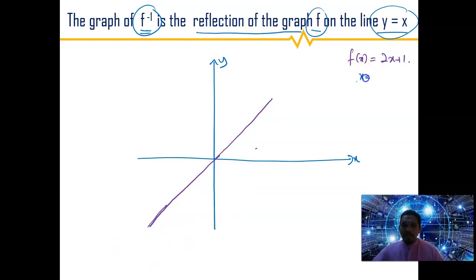Okay, so when x equals 0, f(0) equals y equals 1. And when y equals 0, the whole function equals 0, then x equals negative 1 over 2. Okay, so let's plot the points now: (0, 1), then (negative half, 0). This is 1 and here is negative 1 over 2. So make the line.